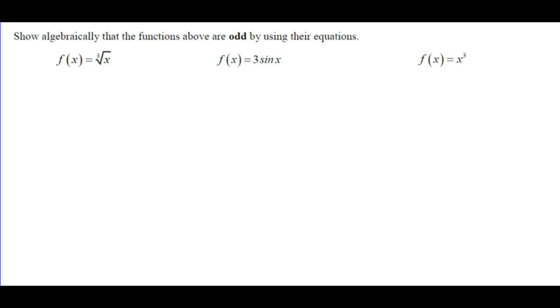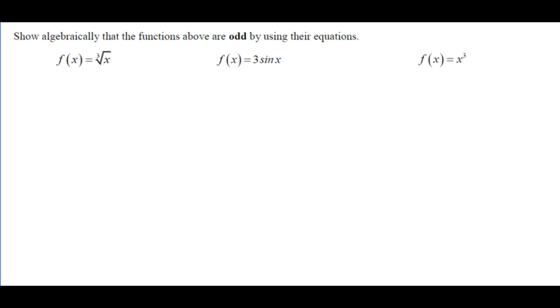Show algebraically the functions above are odd by using their equations. So here's what we're always going to do. We are always going to do f of negative x. And we're going to say, hey, we ended up with the original function, then it's even. Or hey, we ended up with the negative of the original function, in which case it's odd. Okay? So that's what's going on. You always want to determine f of negative x.